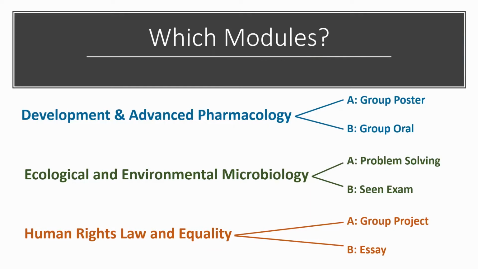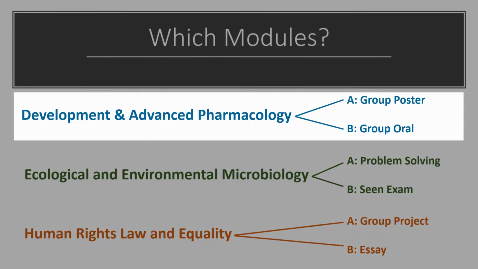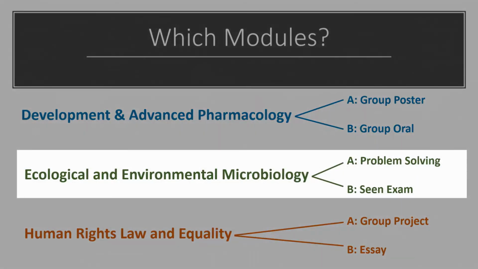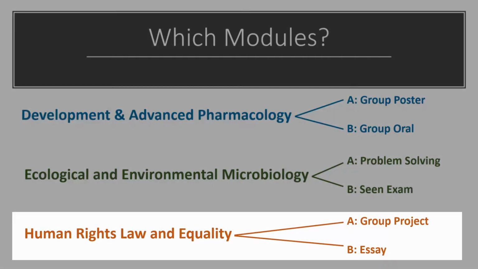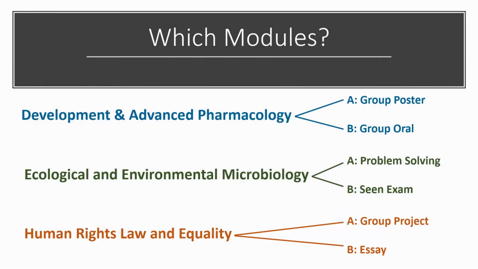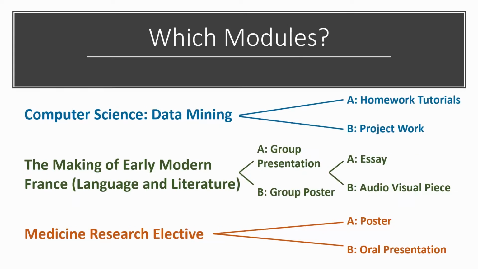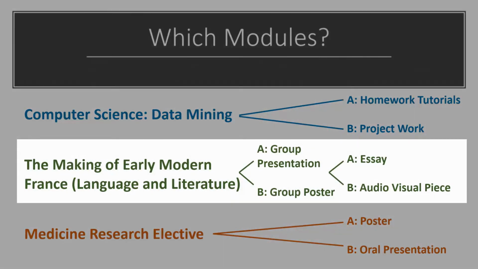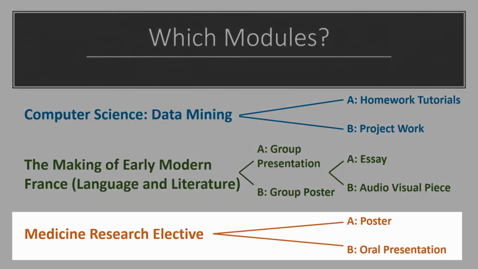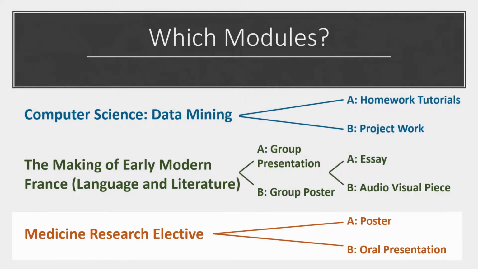So the modules that were done were a variety of modules across UCD. Development and Advanced Pharmacology was third year students, Ecological and Environmental Biology were third year students, Human Rights and Law, and then they repeated it the following year. So there were 3 modules there, and then a repeat of those 3 modules. And then there was Computer Science Data Mining, which was for master's students, Making of Early Modern France, that were first year students, and the Medical Research Elective that were medical students.